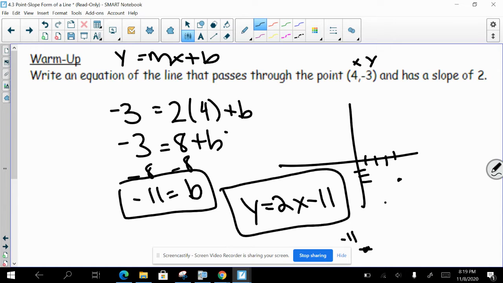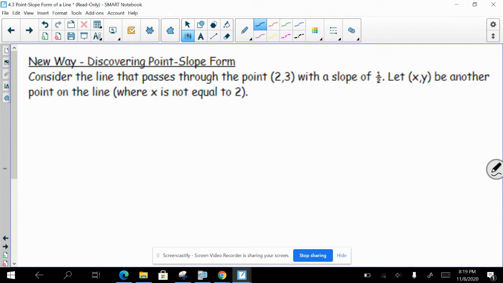All right, so now we have a new way of doing this. So we're going to take a different problem. Consider the line that goes through the point 2, 3 with a slope of 1/2. So we're going to discover the point slope form. Whenever I prove a formula to you, you don't have to remember how to prove it. It's just good to watch and take note so that you just know where it comes from.